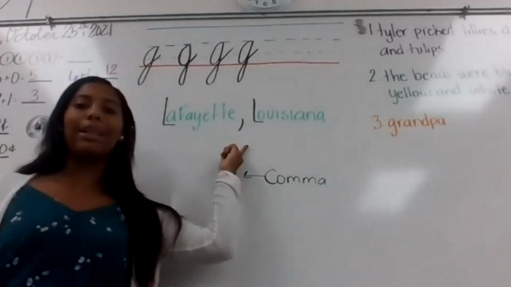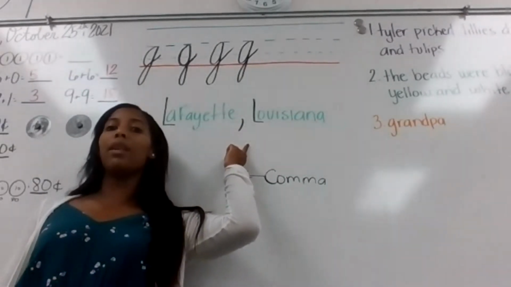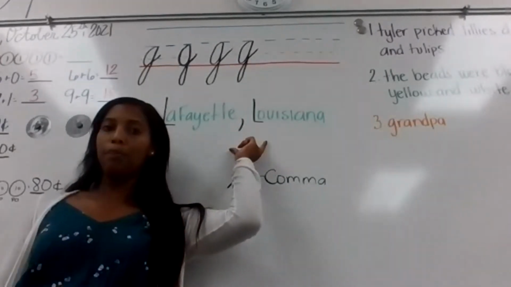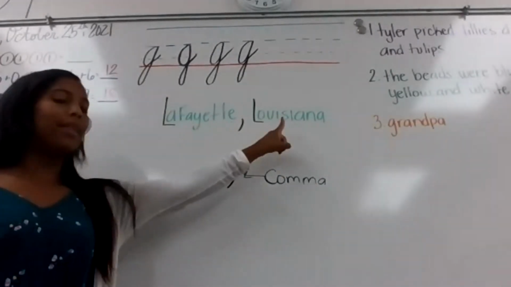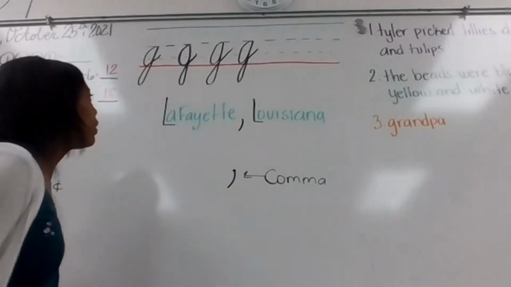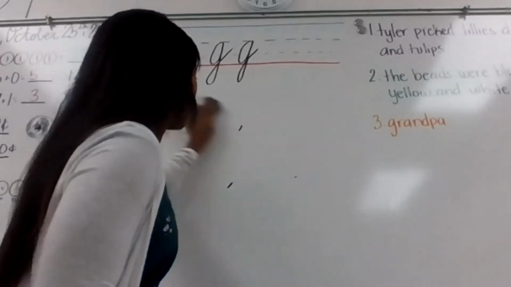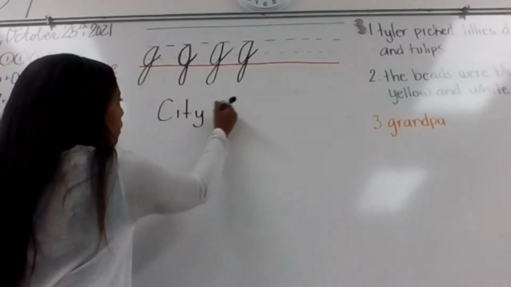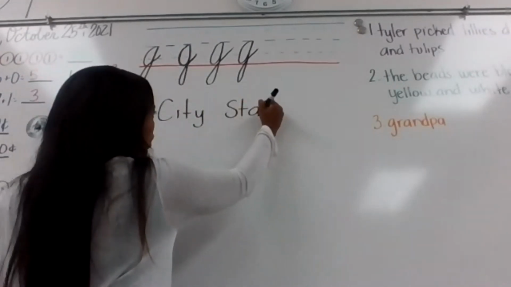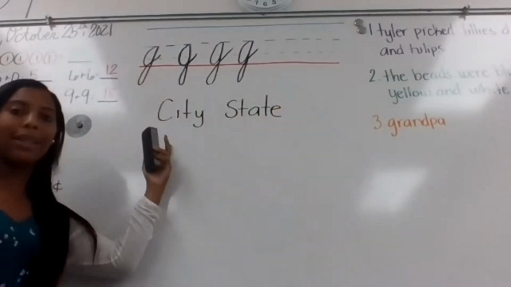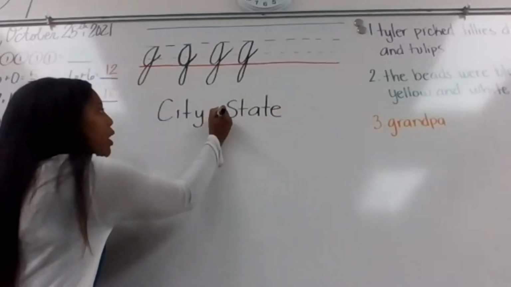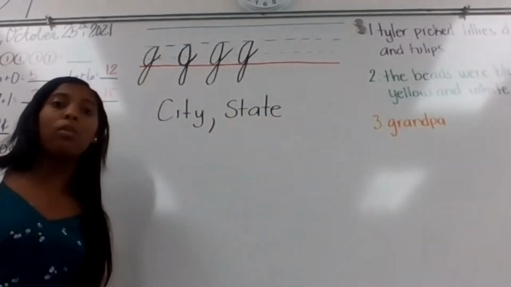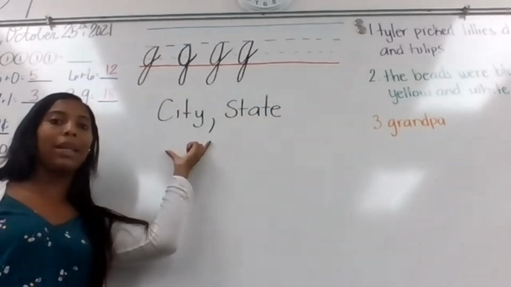Anytime you write a city and a state together in a sentence, you always put a comma between them to separate the two. So this is the city, that is the state. Let me show you here. So you'll put the name, that's when they're together. Now, when the city and the state are by themselves and they're separate, you don't need a comma. But when they are together, city and state together, you put this comma between them to separate them.